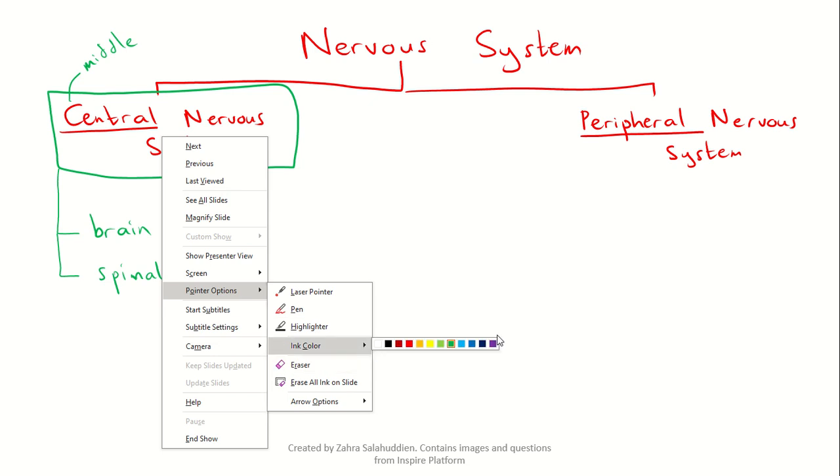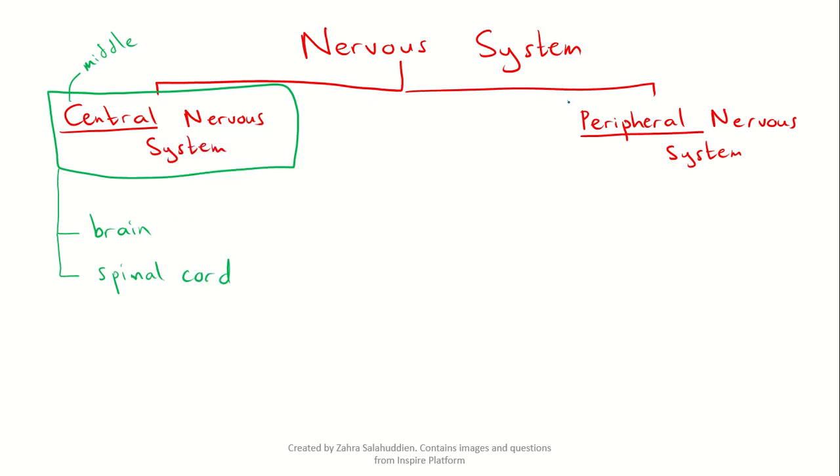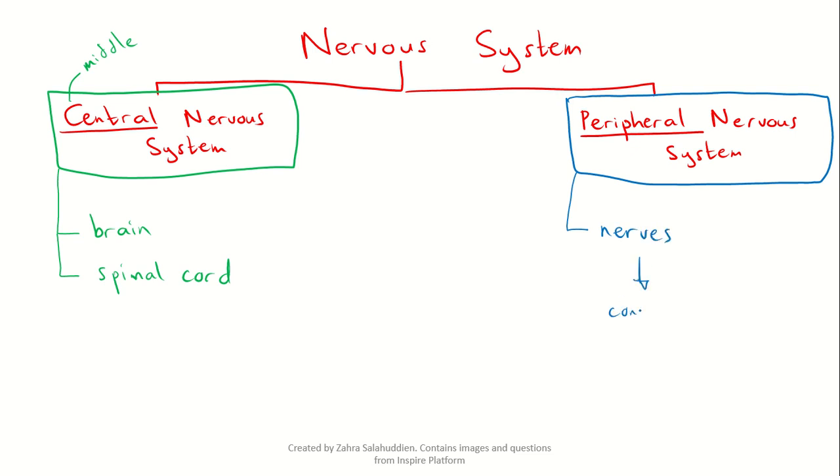Peripheral nervous system, the second one, is on the edge of our body. So the peripheral nervous system is made up of nerves. And this is the part that is connected to our sense organs, the ones we learned about just before. So your ears, your eyes, these are your sense organs. They are joined to your nerves that make up your peripheral nervous system.